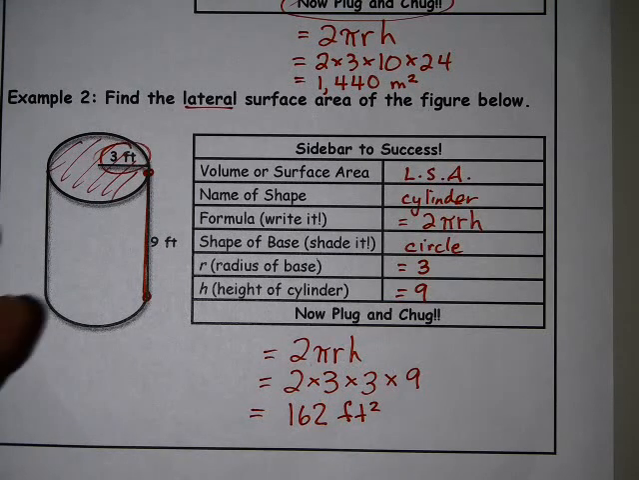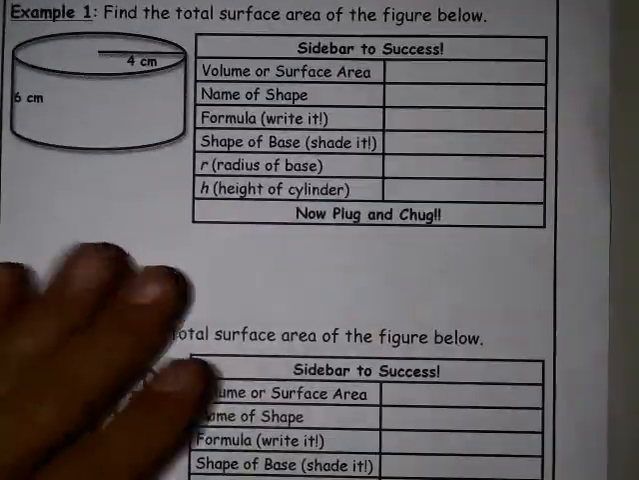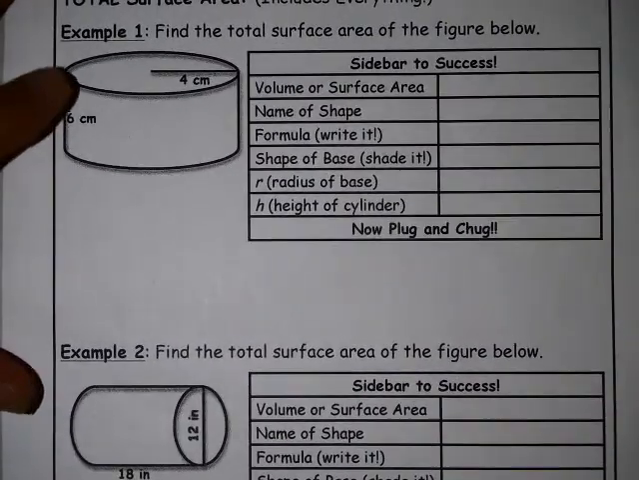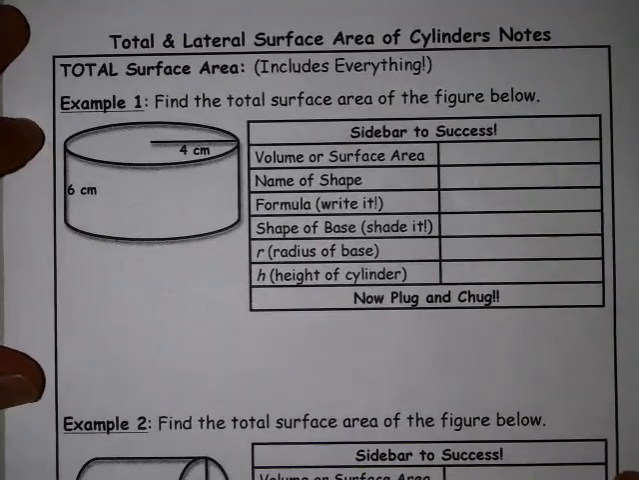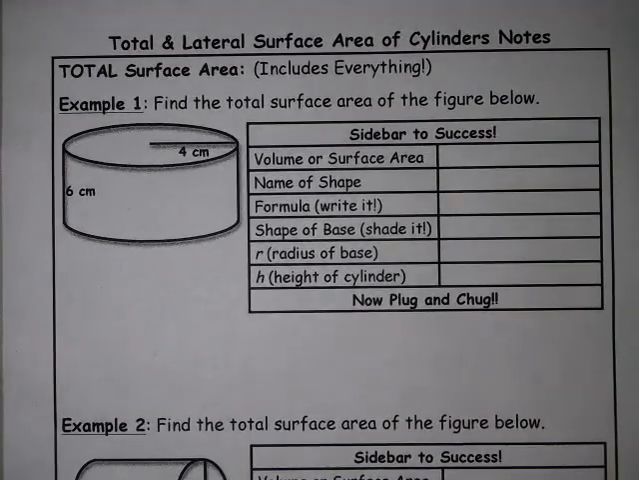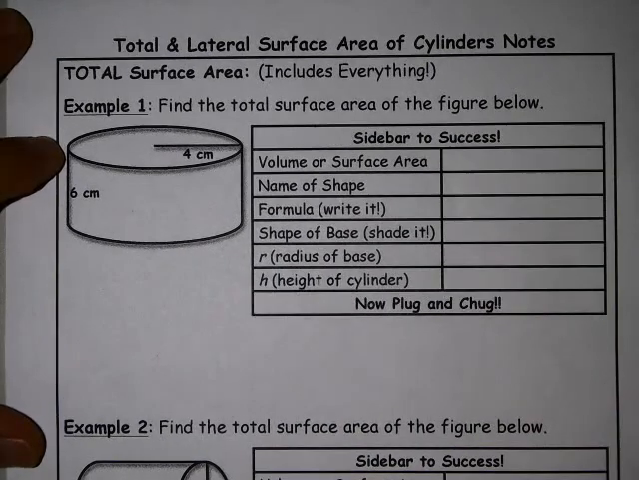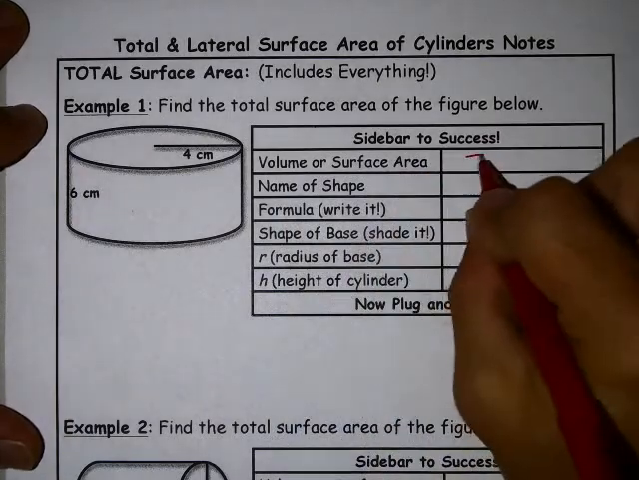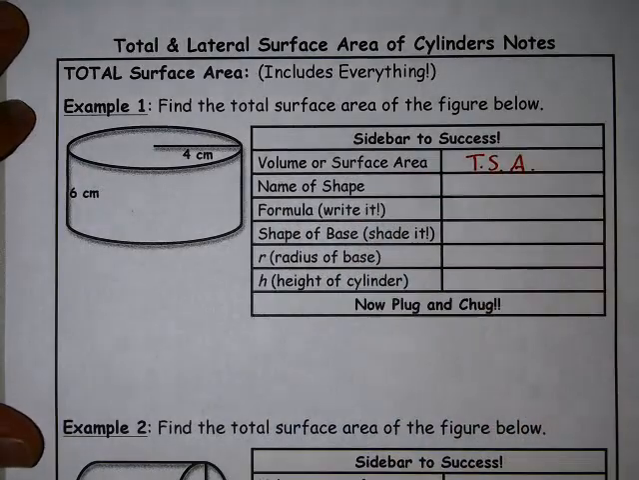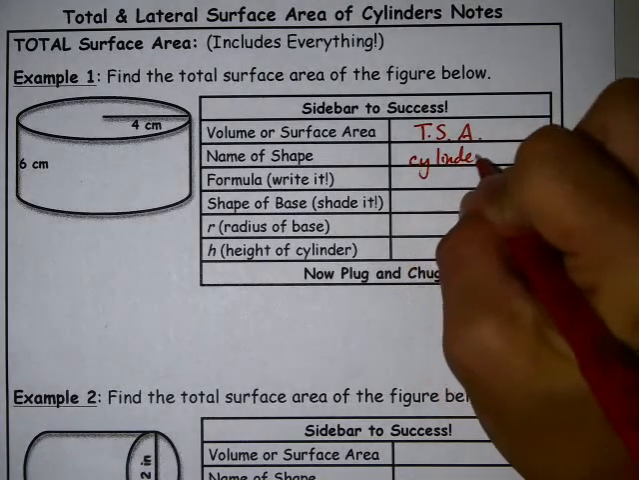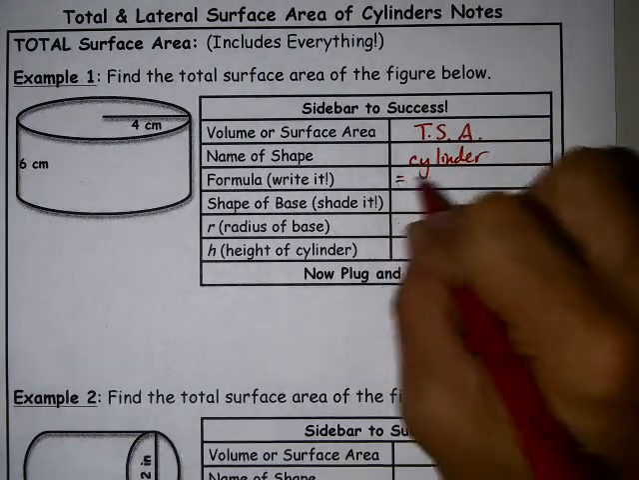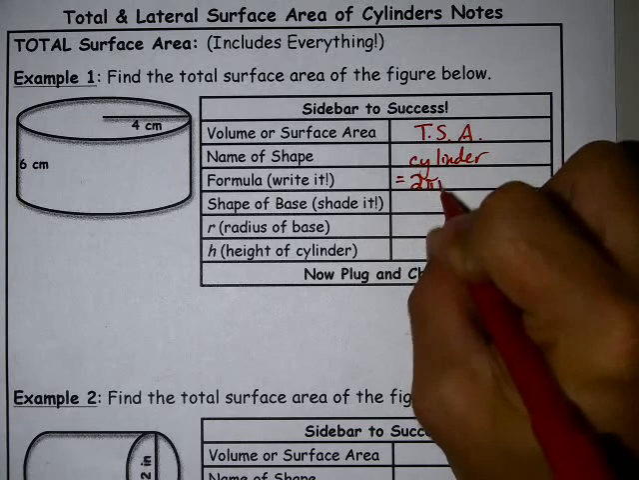Okay, now we're going to turn over to the other side, and we're going to do total surface area. And we're using totally new shapes this time, so we're doing a totally new problem. So the formula is going to be a little bit different, but for all the other things, we're just going to basically follow the same idea that we've been using before. So now we're doing total surface area. So TSA. The name of the shape is a cylinder.